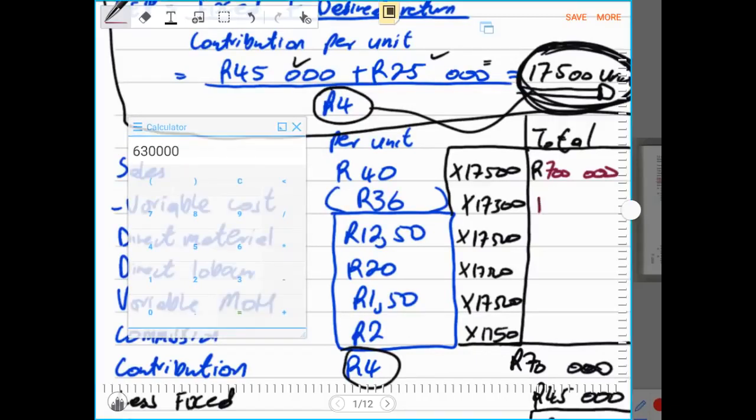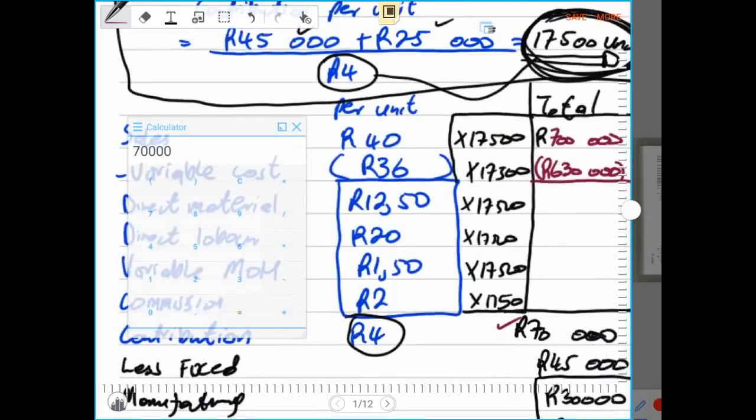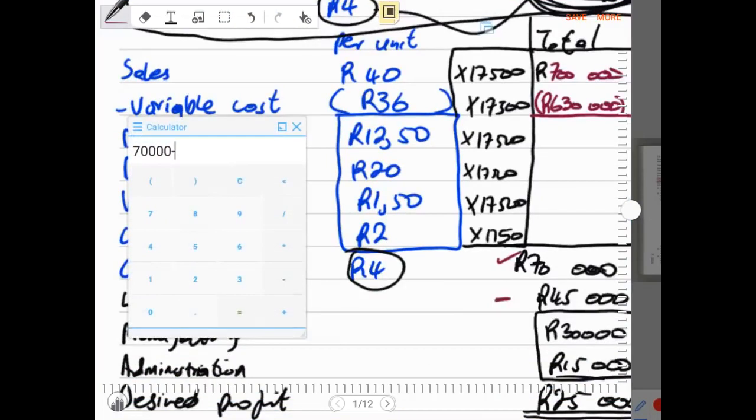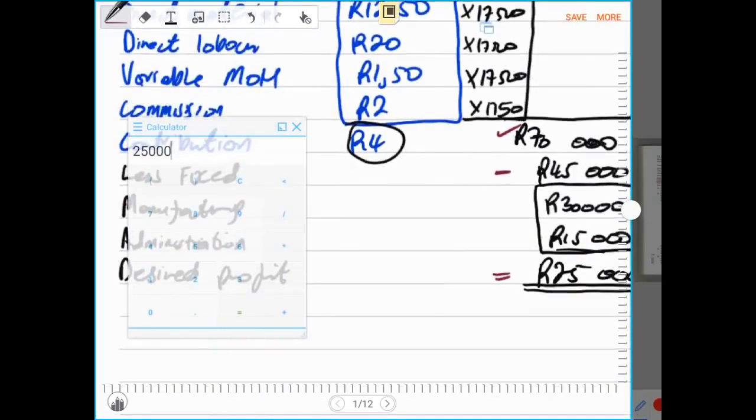and this gives us 630,000 rands. Now, before we calculate the total of all other variable cost, if you look at this, 700,000 rands, which is our total sales, minus 630,000 rands, do you see this gives us 70,000 rands exactly, which is our contribution. And if we say our contribution less our fixed cost, and our fixed cost is 45,000, this gives us the desired profit of 25,000 rands.